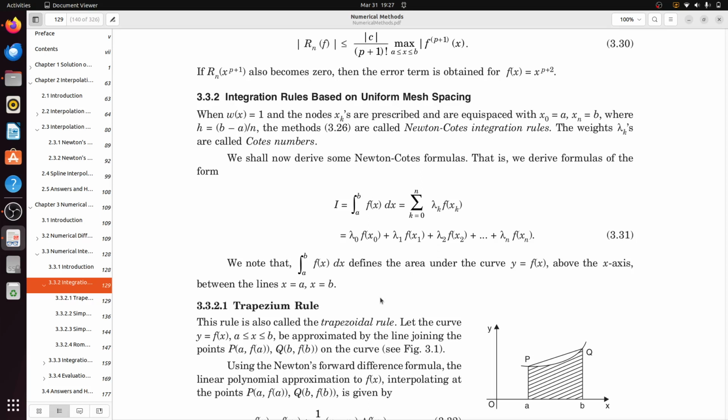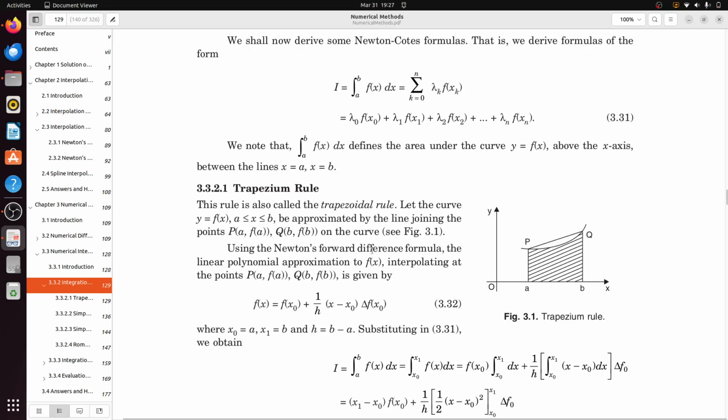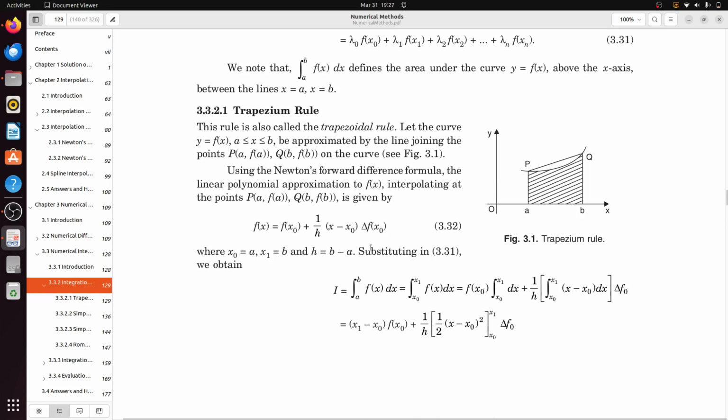Sir has, I think, discussed Newton-Cotes formulas. I will not discuss Newton-Cotes formulas. I will just very briefly discuss what we actually mean by the trapezoidal rule. See, this PQ is the curve. You want to determine the sectorial area intersected by this curve and the two vertical lines x equals a and x equals b, and in between this area you want to measure.